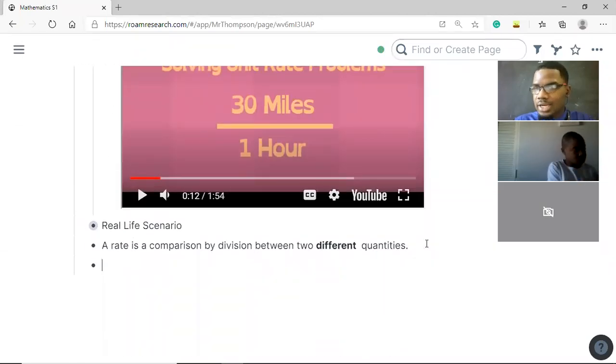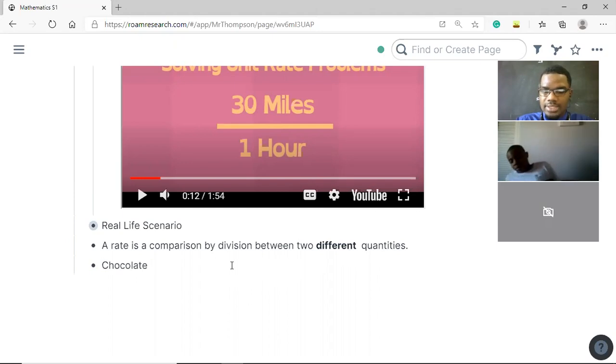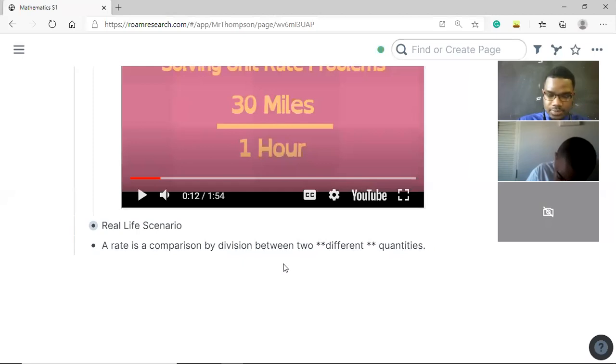When I said I got, I think, 8 chocolate bars and you got 5 chocolate bars, okay? Are those the same quantities? If I said, no, I got chocolate and you guys got vanilla, right? That would be 2 different quantities. So there's a difference, okay? But look at this now, 2 different quantities.